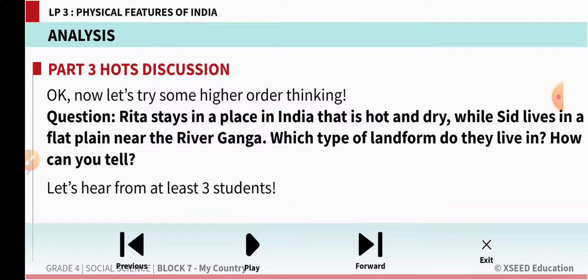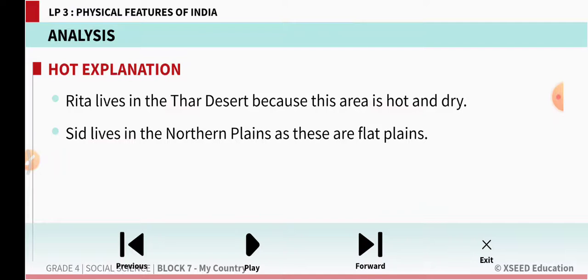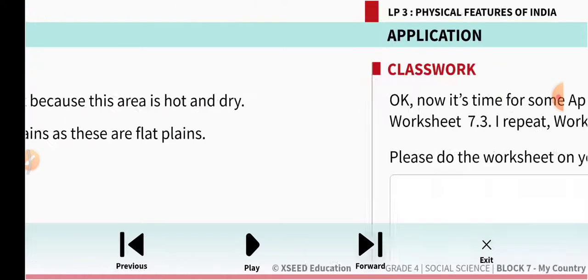Rita stays in a place in India that is hot and dry, while Sid lives in a flat plain near river Ganga. Which type of landform do they live in? How can you tell? Okay, if Rita stays in a place which is hot and dry, and Sid lives in a flat plain near river Ganga, they are staying near. Okay, Rita is living in Thar Desert, whereas Sid lives in the northern plains, as these plains are flat plains.